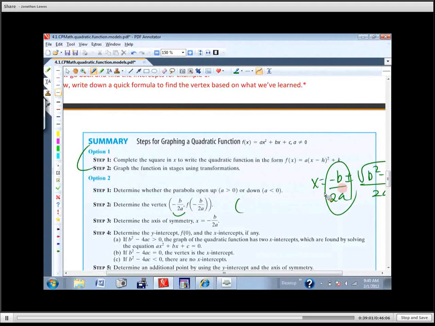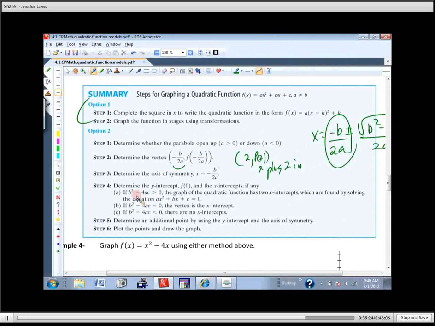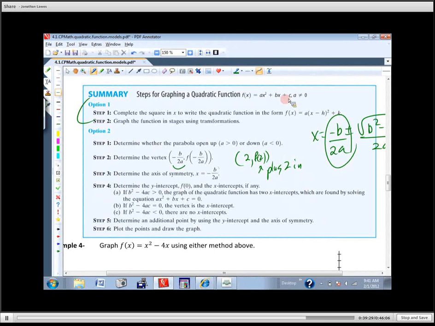So let's say we do this process and we end up with a 2. How do we figure out the y-coordinate for the vertex? Plug 2 into the function, okay? That is also the axis of symmetry like I was talking about. And then it says determine the y-intercept, but we already talked about that. It's just going to be whatever c is. And then you can tell whether it's got one intercept, two intercepts, or no x-intercepts by figuring out the stuff underneath the square root.